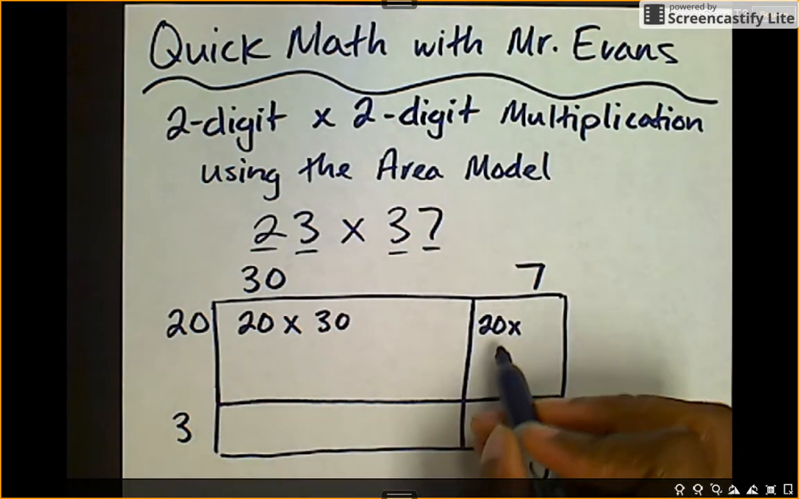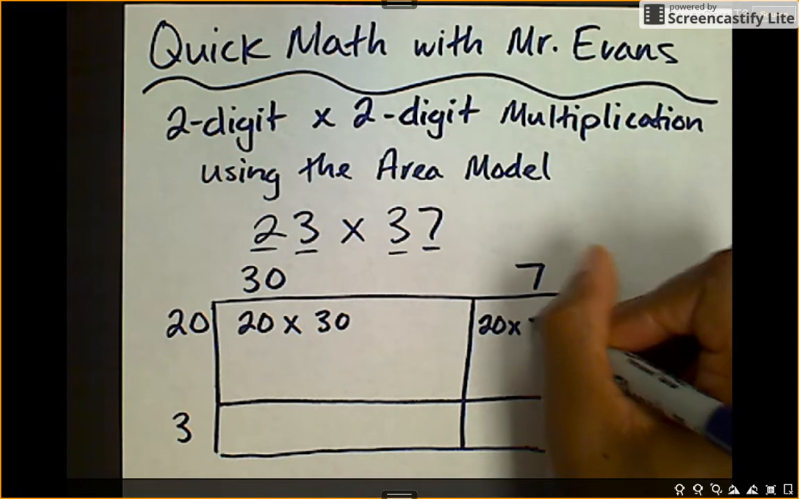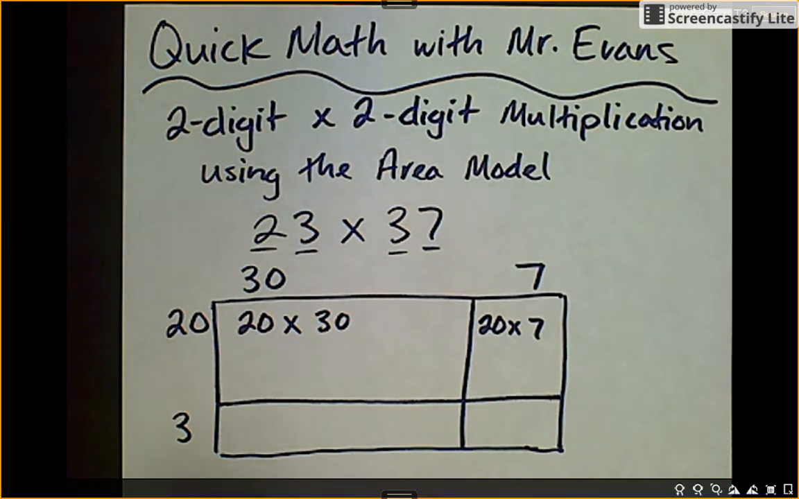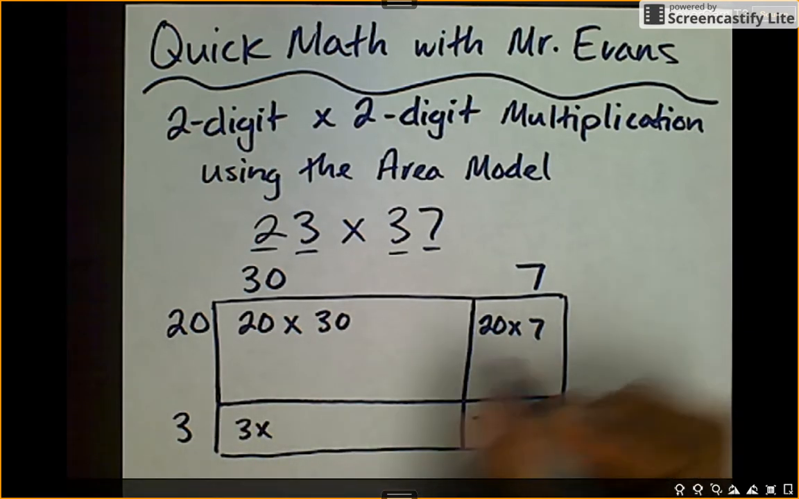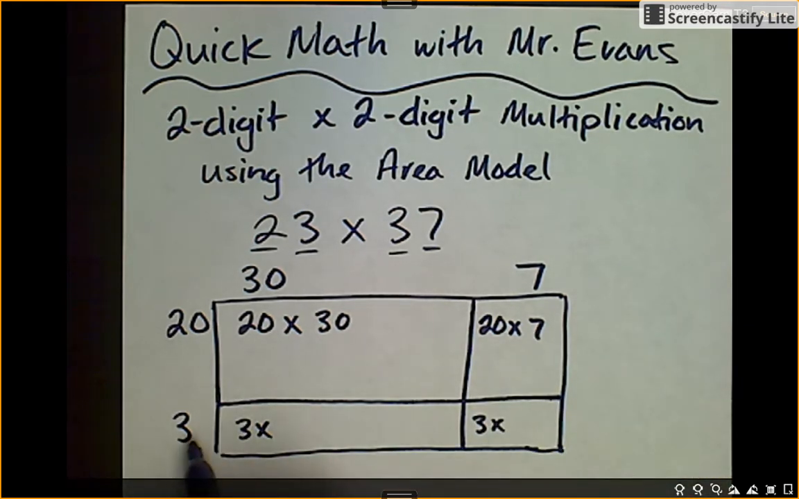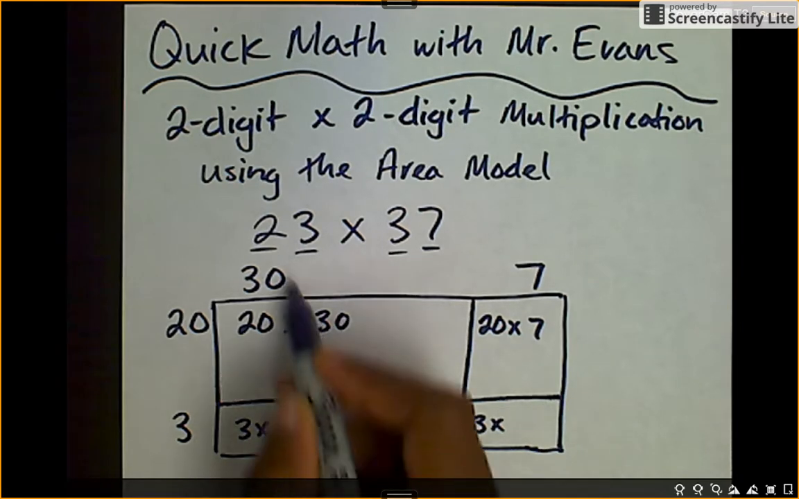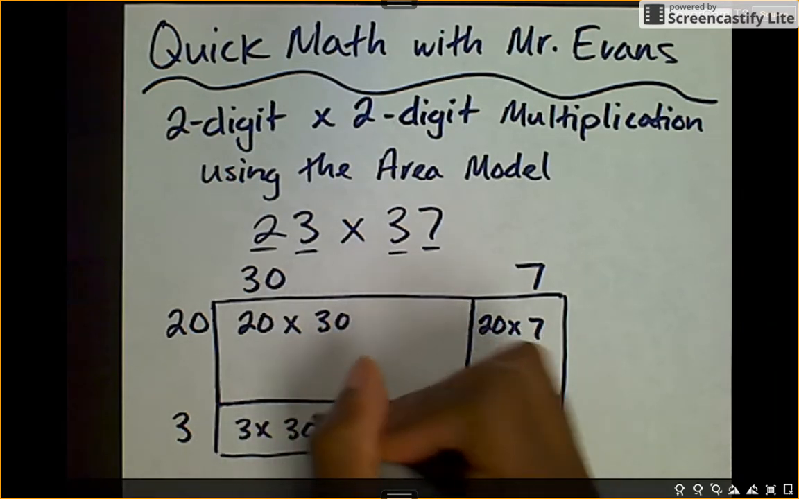And here we're multiplying 20 by 7. And respectively, we do the same exact thing down here when we get to 3. We're doing 3 times something and 3 times something. And to find out what that something is, you have to look above. And we see there's going to be 3 groups of 30, or 3 times 30.